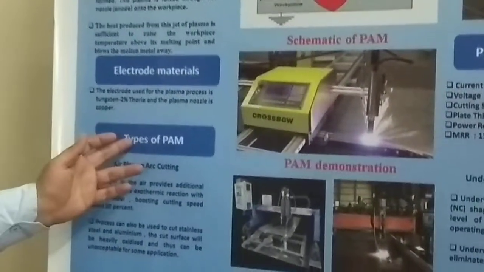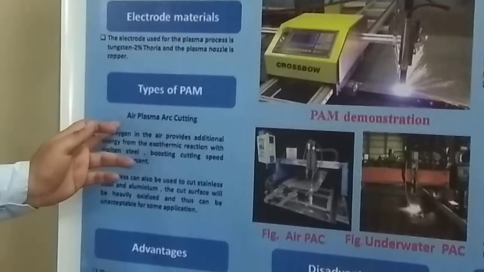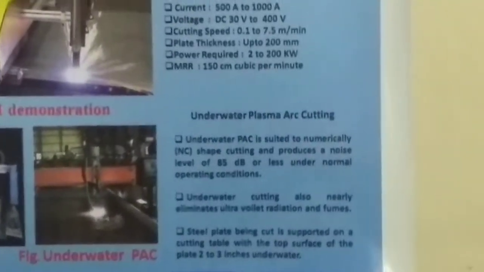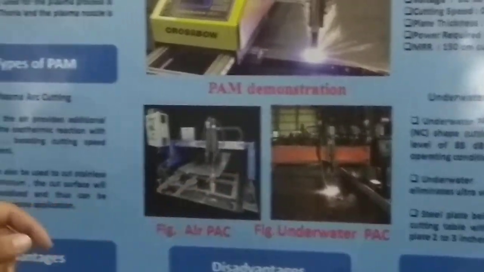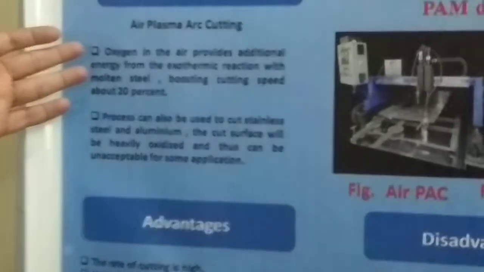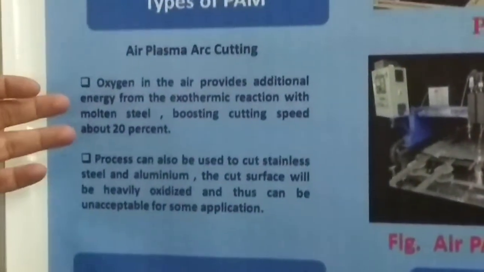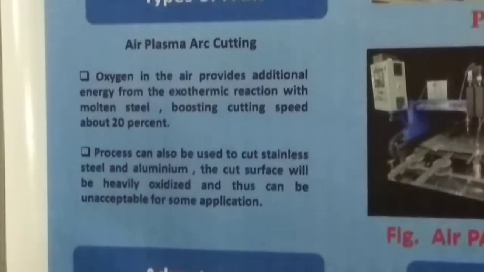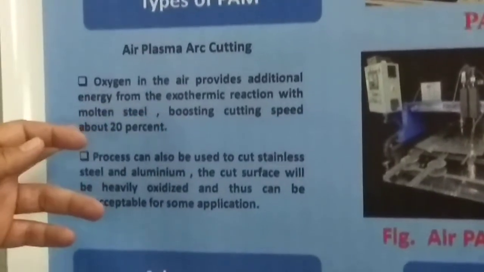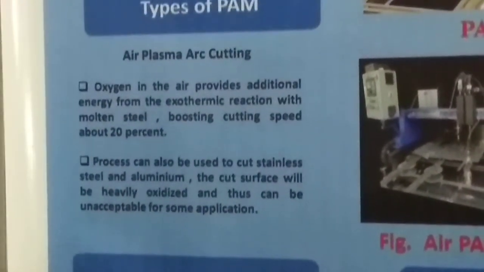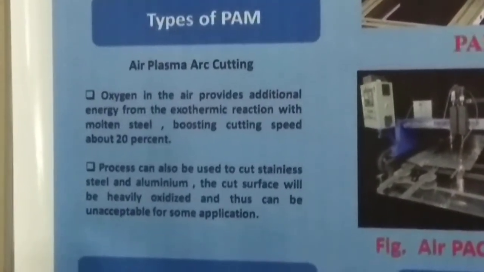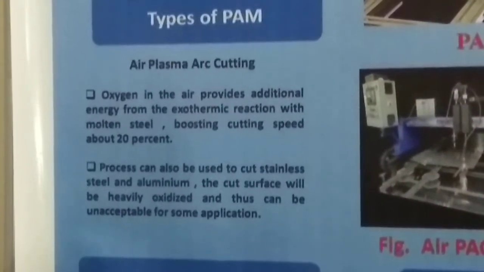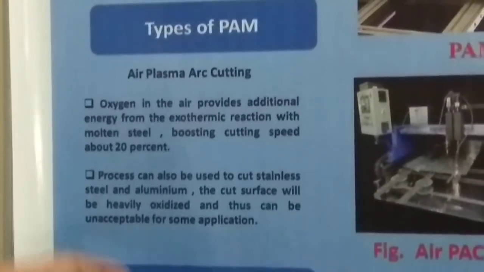There are two types of plasma arc machining, in which the first is air plasma arc cutting and the second is underwater plasma arc cutting. Here the schematics of air plasma arc cutting and underwater plasma arc cutting are shown. In air plasma arc cutting, the oxygen in the air provides additional energy from the exothermic reaction with molten steel, boosting cutting speed by about 20%. The process can also be used to cut stainless steel and aluminium. The cut surface will be heavily oxidized and thus can be unacceptable for some applications.